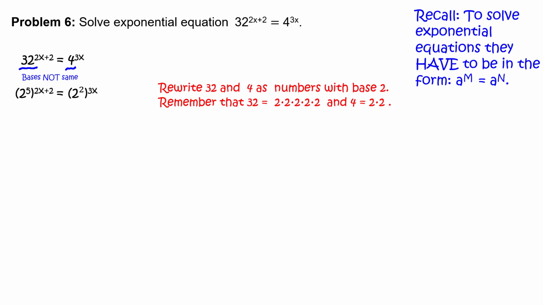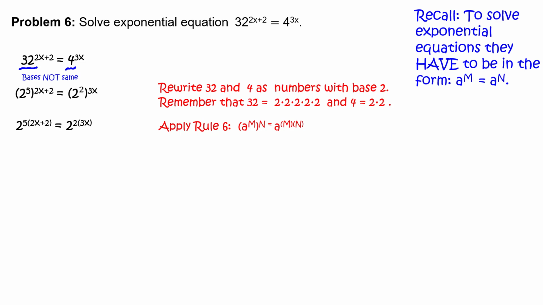Note that I put parentheses around 2 to the 5th and 2 squared. I did that so I can keep track of what happens with the exponents that were already there. Now what you have is a power raised to a power on the left side and on the right side. We're going to apply Rule 6. Rule 6 says if you raise a power to a power, you multiply exponents. So on the left side, you get 2 raised to 5 times the whole expression, 2x plus 2.